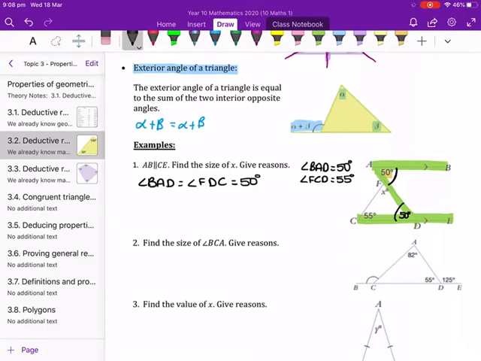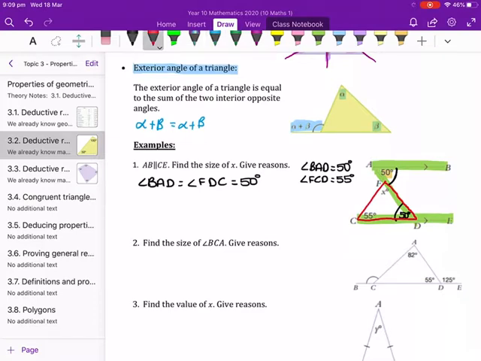Now looking at our shape, we have our triangle here, and we have two angles and one unknown. So using the property angle sum of a triangle, we can find our x degrees. So we know that the angle sum of a triangle adds to be 180 degrees.